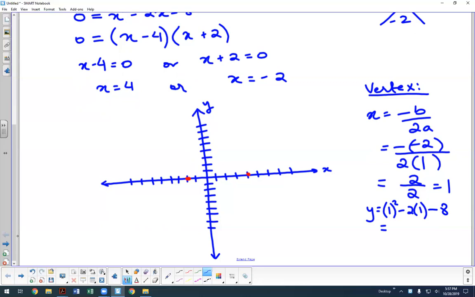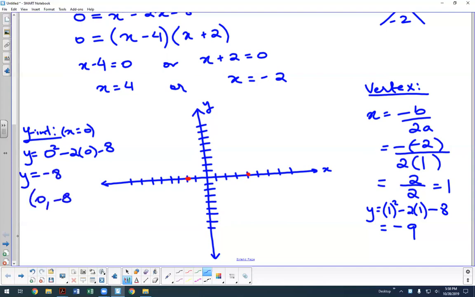What does that do? 9. Yeah, -9. And I guess we'll do the y-intercept calculation here, making our x value 0, which will again basically be y equals x squared minus 2 times x minus 8. So what does the y-intercept come out to be? Yeah, -8. Or the ordered pair, 0, -8. Again, if we wanted to write these guys as ordered pairs, that's 4, 0, -2, 0.